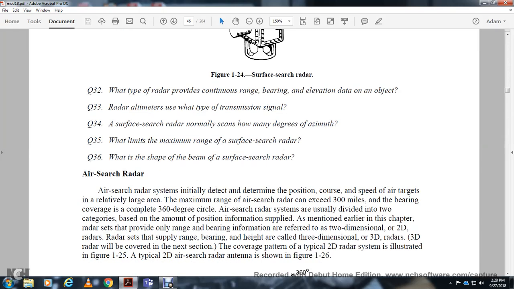Or your air search radar. Air search radar initially detects and determines the position, course, and speed of the air target. The relatively large air search radar has a maximum range of 300 miles with bearing, and air coverage of the complete 360-degree cycle. Air search radar systems are usually divided into two categories, based on the amount of position information supplied.